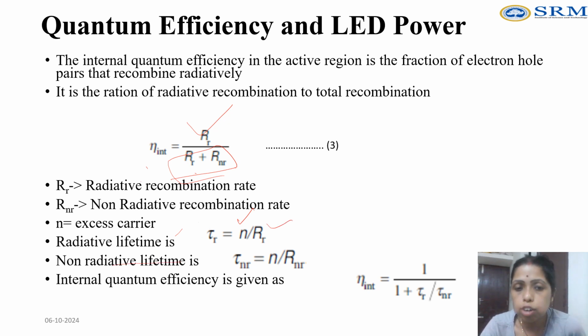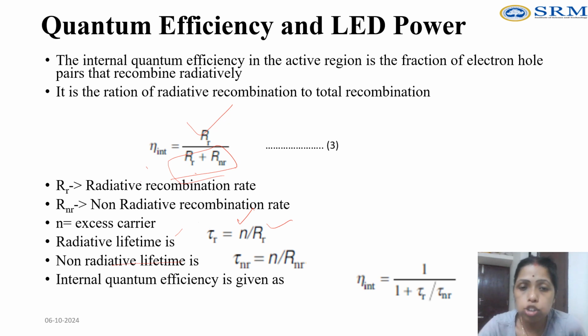Similarly for the non-radiative recombination: how much time is required to induce the recombination. N is the injection of the electrons, so it will take some time for recombination. For radiative and non-radiative recombination, the lifetimes are tau r and tau nr, so N by RR and N by RNR.